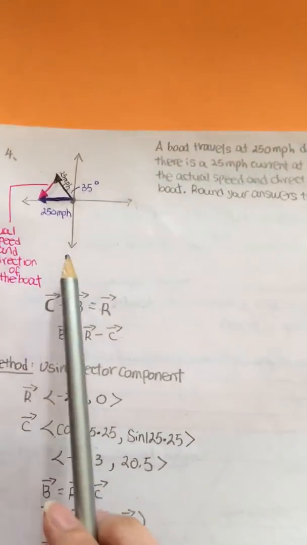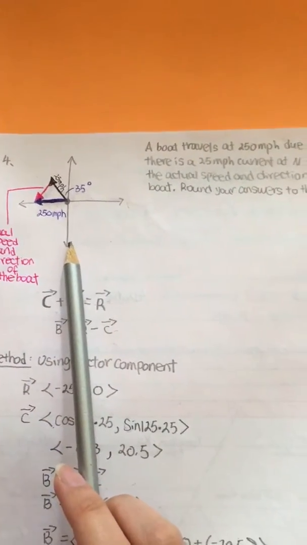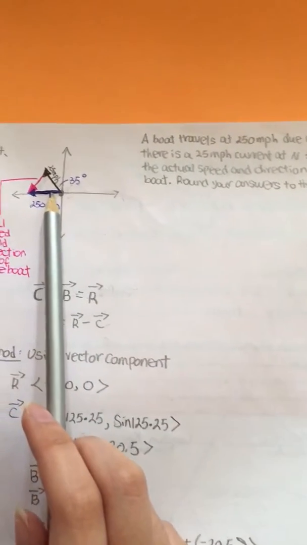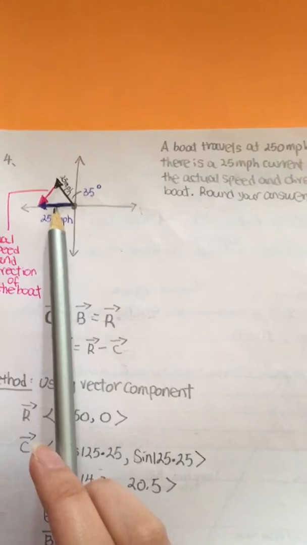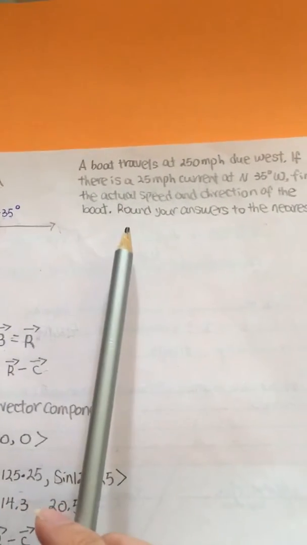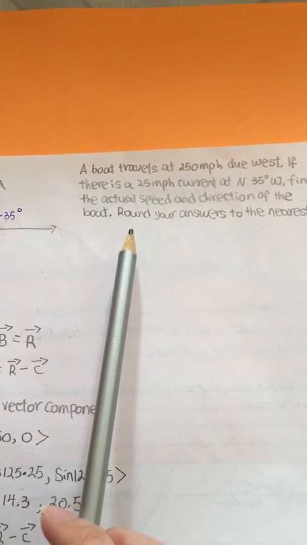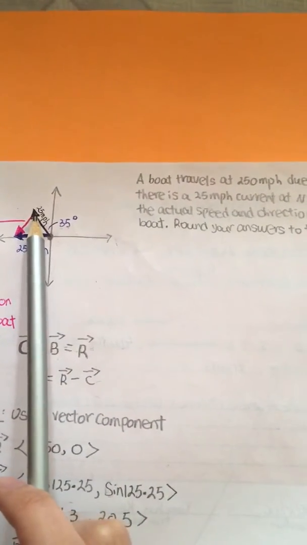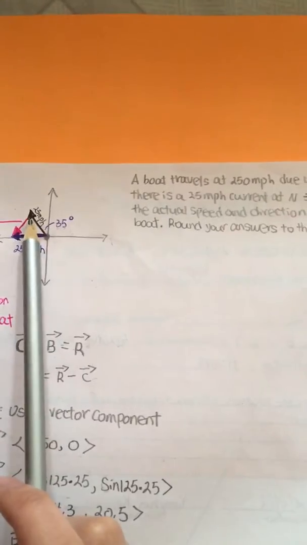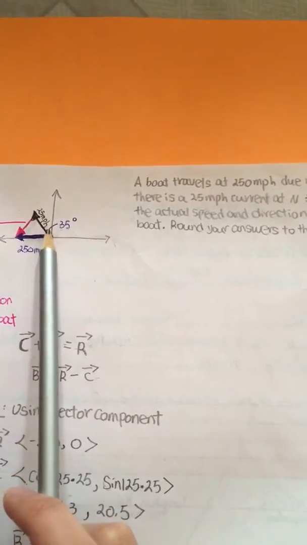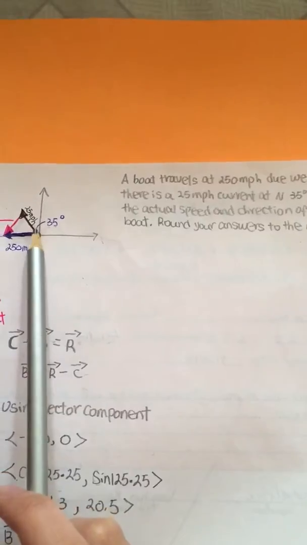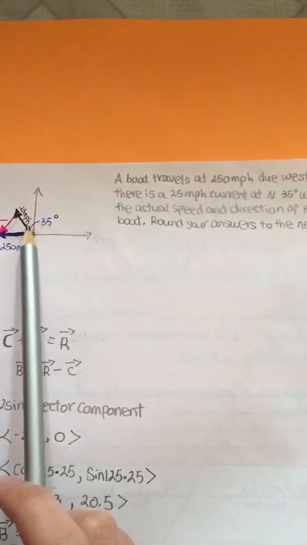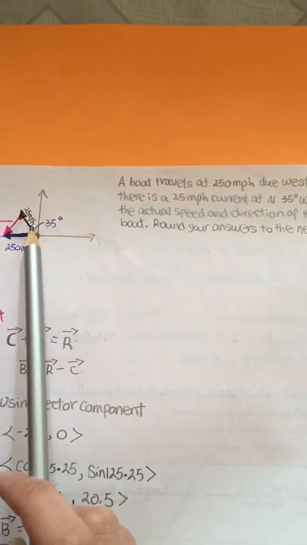So over here, I drew the diagram. Since the boat travels at 250 miles due west, it's represented by this vector over here. And then the current is 25 miles per hour north 35 degrees west. This is represented by this vector over here. The magnitude is 25 miles per hour, and it's north 35 degrees west, so this angle here is 35 degrees.